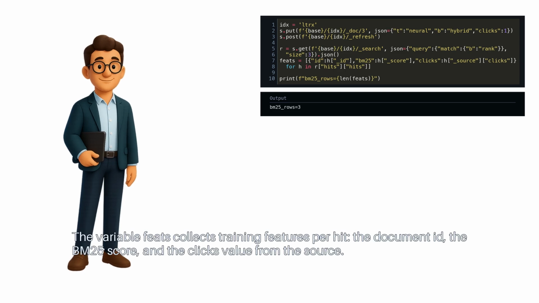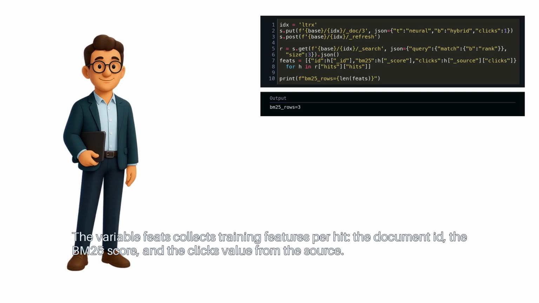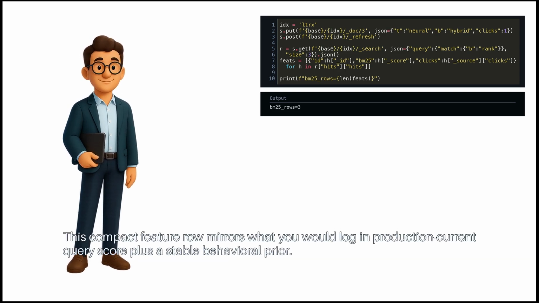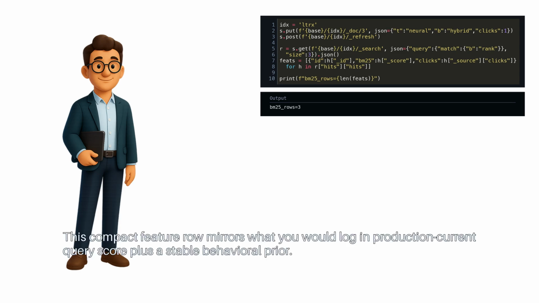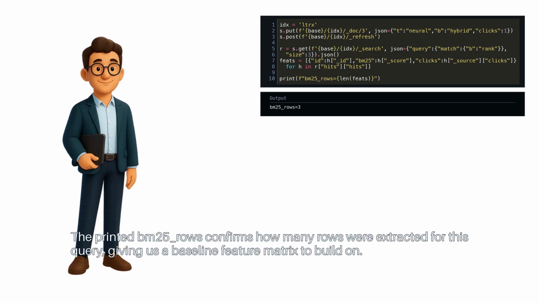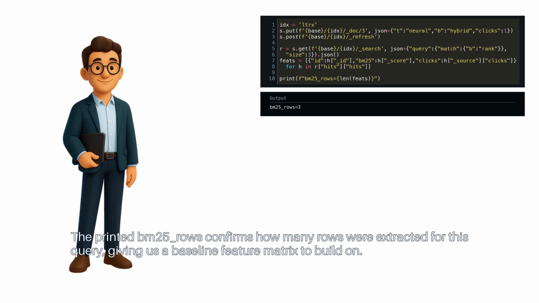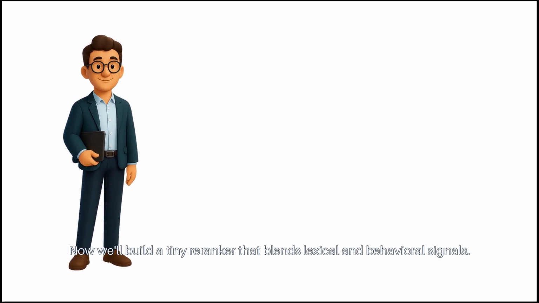The variable feats collects training features per hit: the document ID, the BM25 score, and the clicks value from the source. This compact feature row mirrors what you would log in production: current query score plus a stable behavioral prior. The printed BM25 rows confirm how many rows were extracted for this query, giving us a baseline feature matrix to build on.